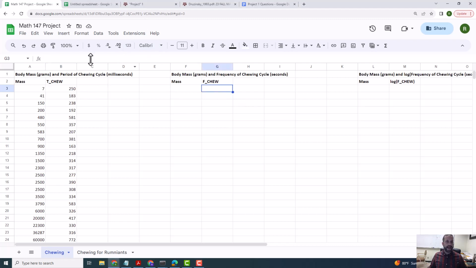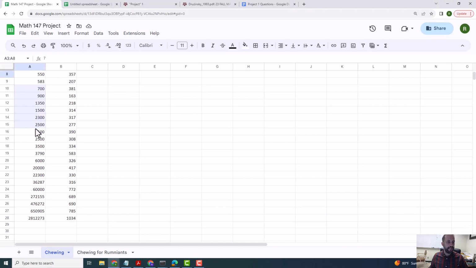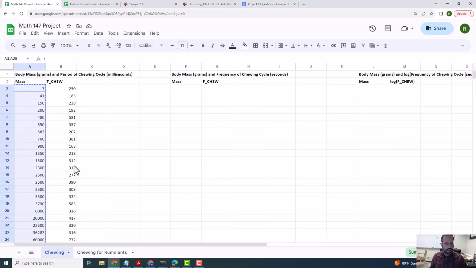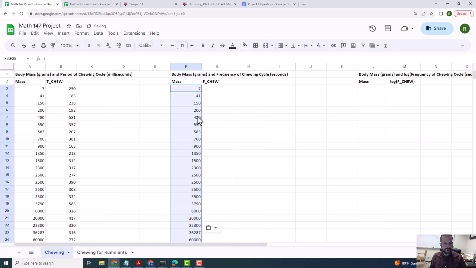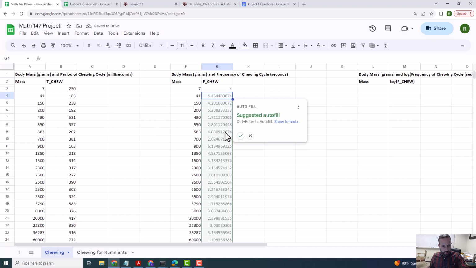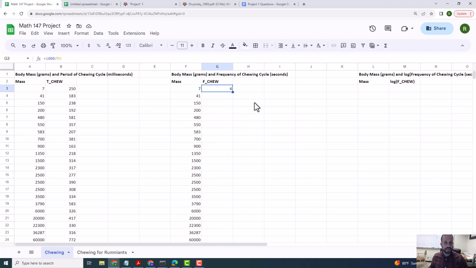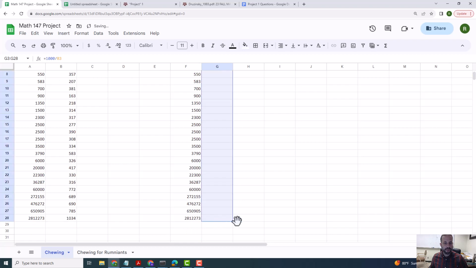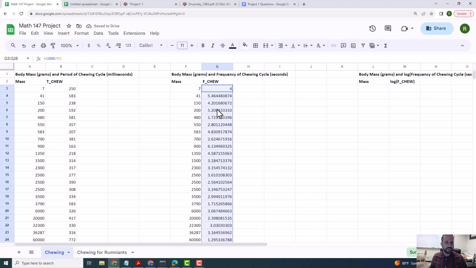So I'm just going to copy and paste these data here. You're going to have to do this for yourself. I'm showing you how to do some of this stuff. And then for a formula, we're going to write equals 1,000 divided by this, and that's going to give me the frequency. So this is going to be 1,000 divided by B3. Now it says, do you want to autofill all of those? If it does that, you can select yes. If not, you can select this and pull this down. If you know how to do Excel or spreadsheets, you've seen this before.